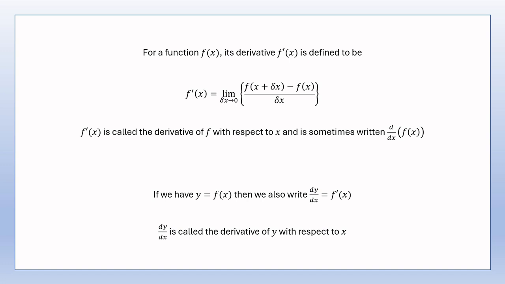f prime x is sometimes called the gradient function of the function f of x, since f prime x can be used to tell us what the gradient of the function is at the point with coordinates x, f of x. The gradient function will also tell us the gradient of the tangent line to the curve at the point with coordinates x, f of x. And I'll explain more about this in the extra stuff section to this video.